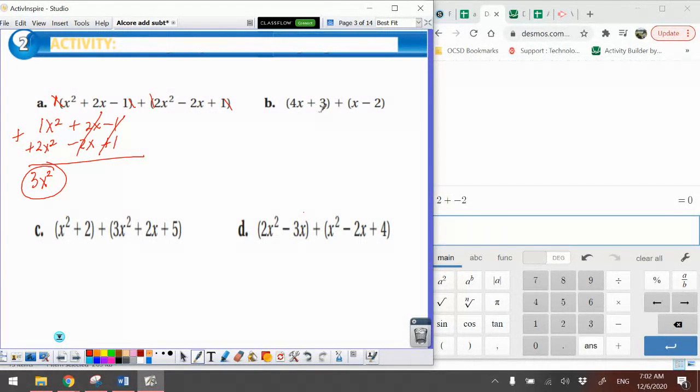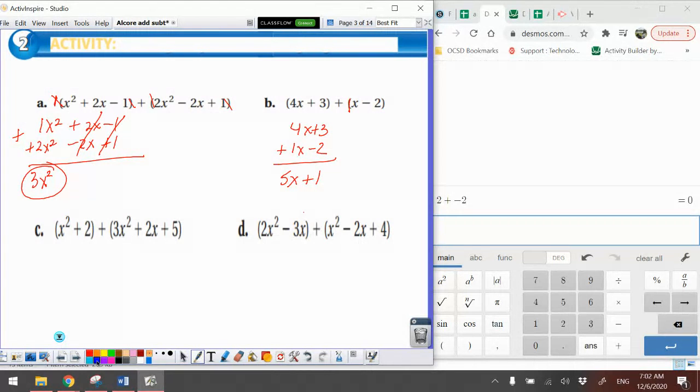Okay, again, I'm going to go ahead and write this one vertically so I can look at this one. So this is a 1x, so plus a 1x and a -2. Again, I'm adding down. 4 plus 1 is 5. 3 minus 2 is 1.